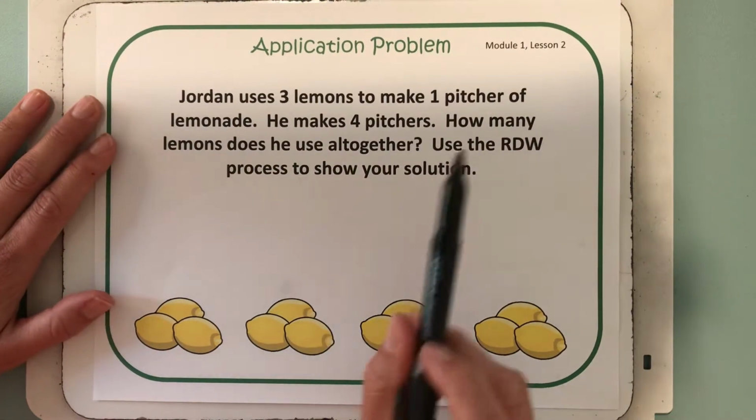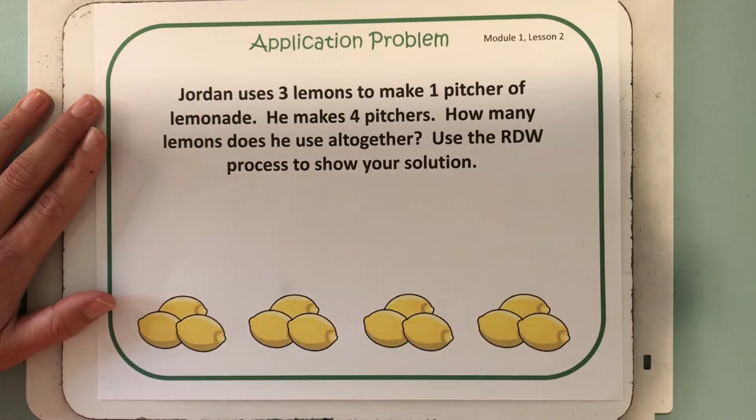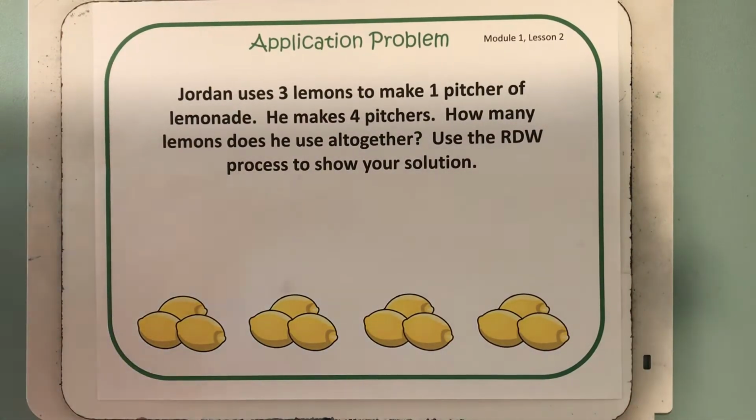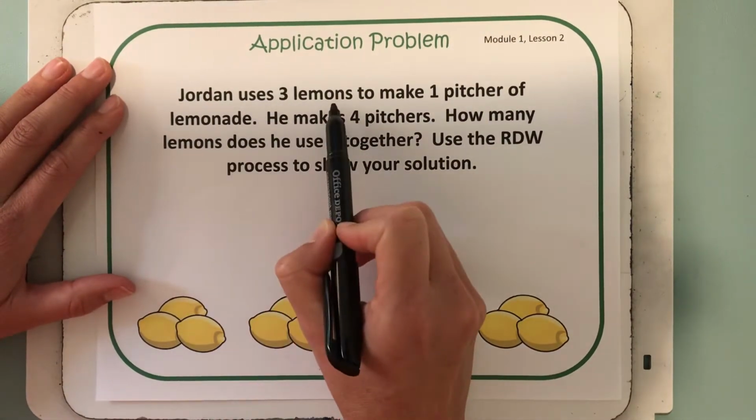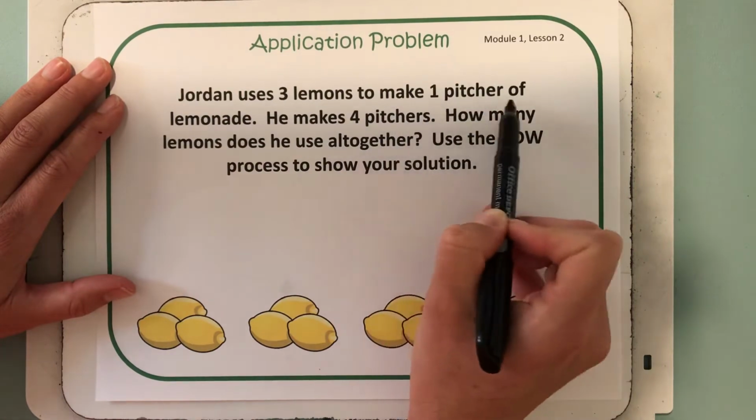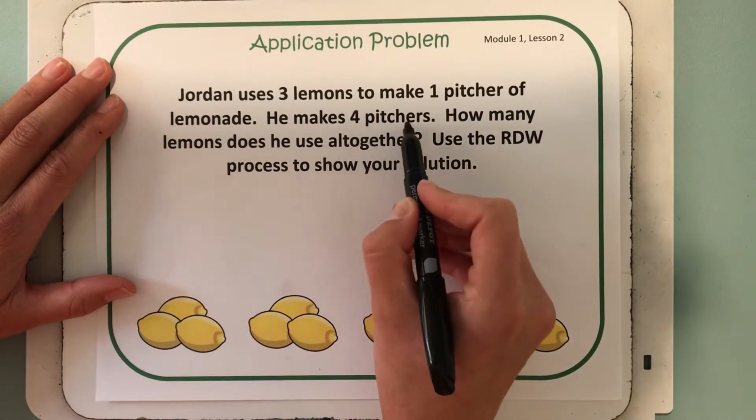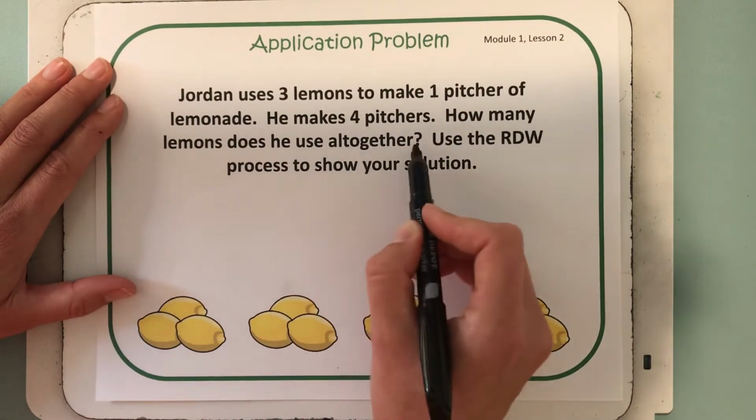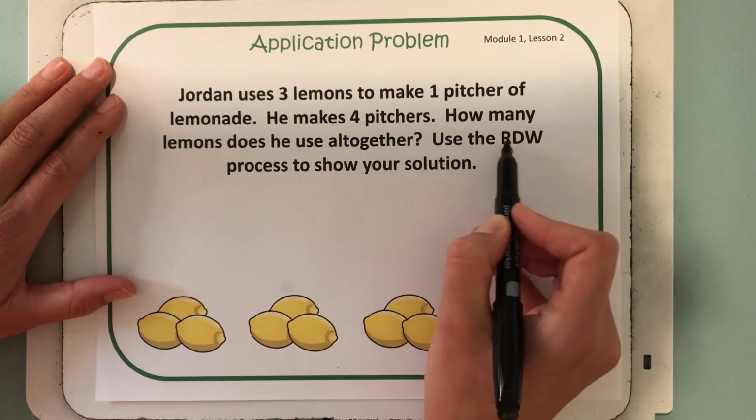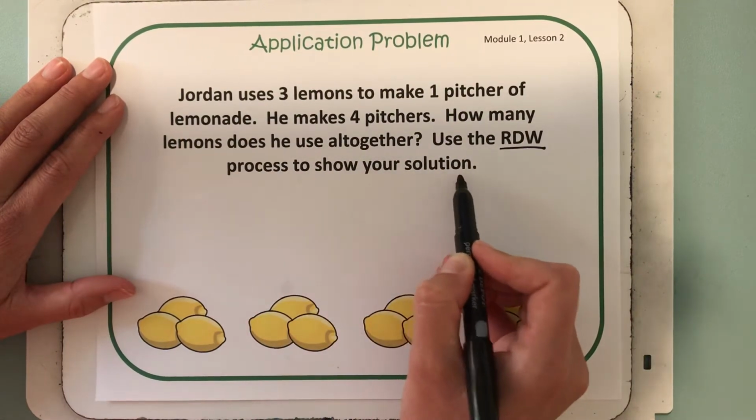The application problem is always a word problem that we have to try and figure out, but we're going to do it together. Okay, so Jordan has 3 lemons to make 1 pitcher of lemonade. He makes 4 pitchers. How many lemons does he use all together? Use the RDW process to show your solution.